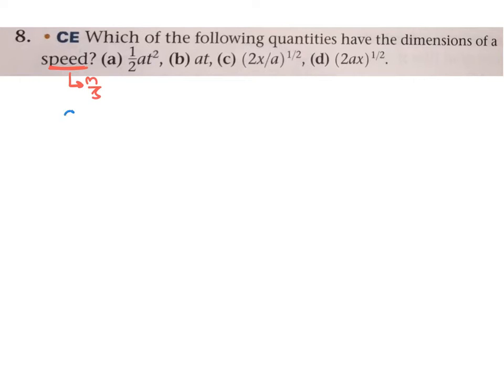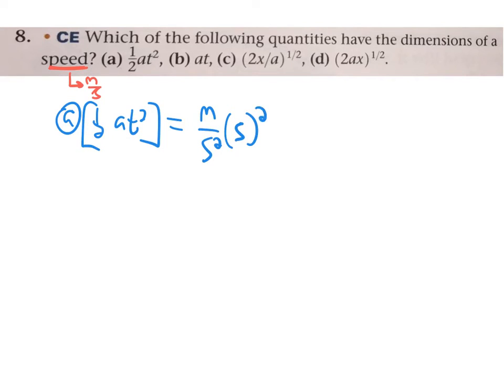So, part A, 1/2 at squared. Well, the half doesn't have any dimension, and the acceleration has dimensions of meters per second squared. And time, of course, has units of seconds, but then it will be squared. So we have meters squared per second squared. And the seconds squared being the same on top and bottom cancel out, so this has units of meters, which is not what we want.